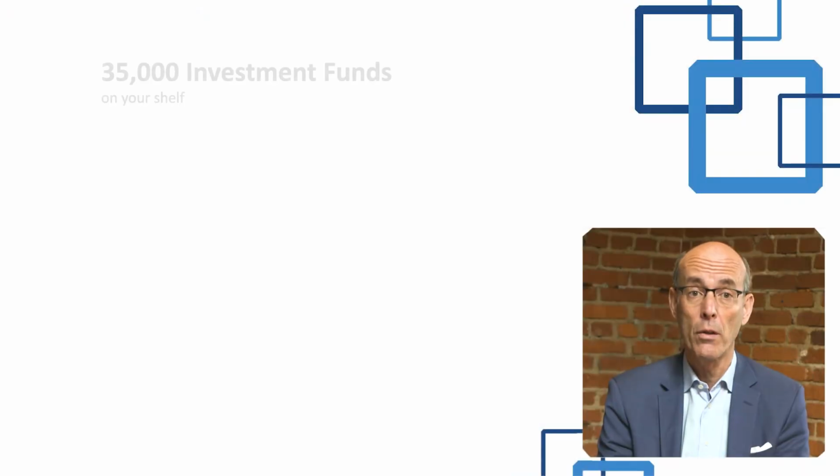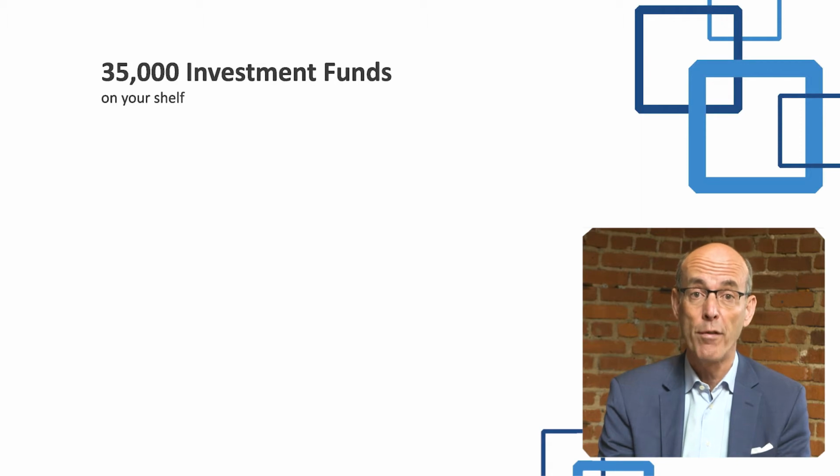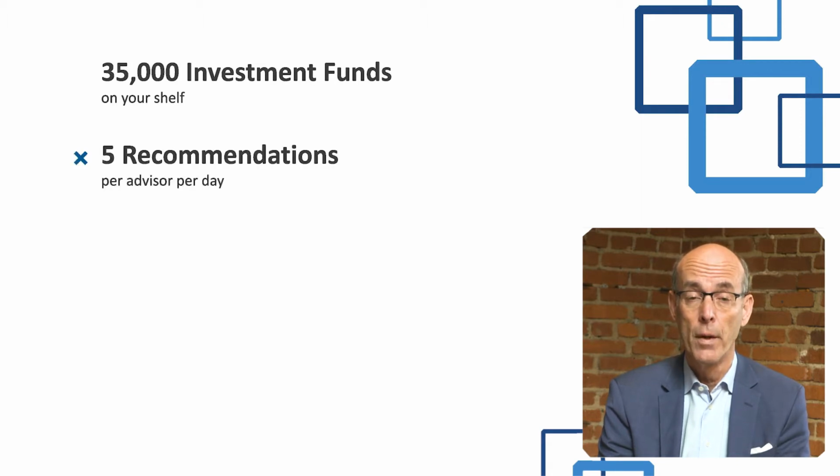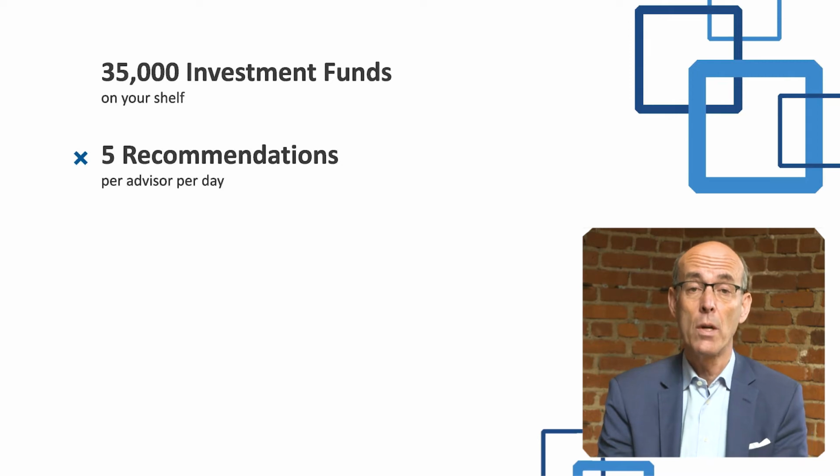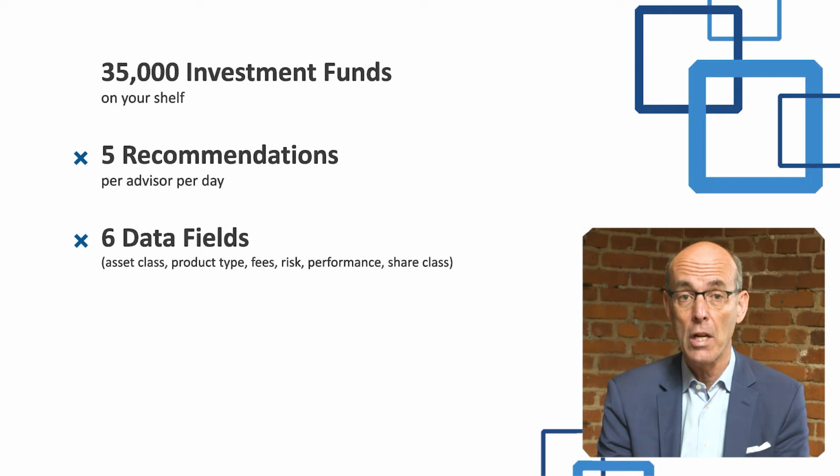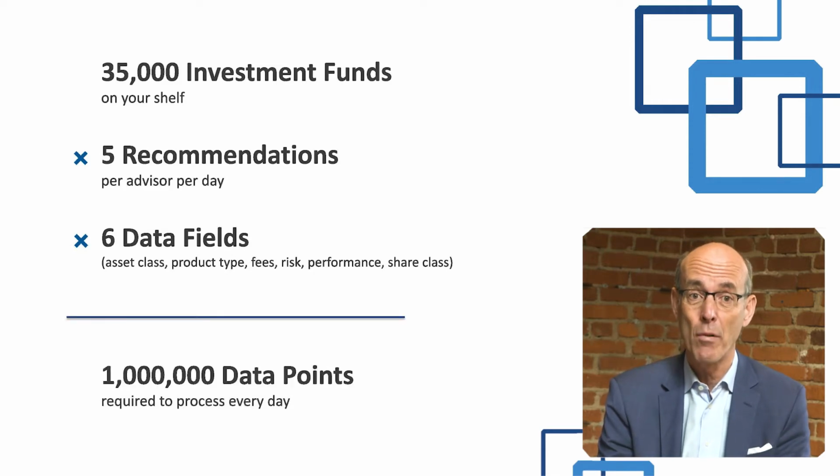To put this requirement into perspective, let's consider an example that assumes the advisor has approximately 35,000 investment funds available on her firm's shelf and needs to make 5 investment recommendations. To make a compliant recommendation, the advisor needs to assess product characteristics. Let's assume this involves 6 data points: asset class, product type, fees, risk, performance, and share class. When we do the math, we can see that the advisor needs to process 1 million data points every single day. This clearly is not humanly possible and can only be solved with technology.